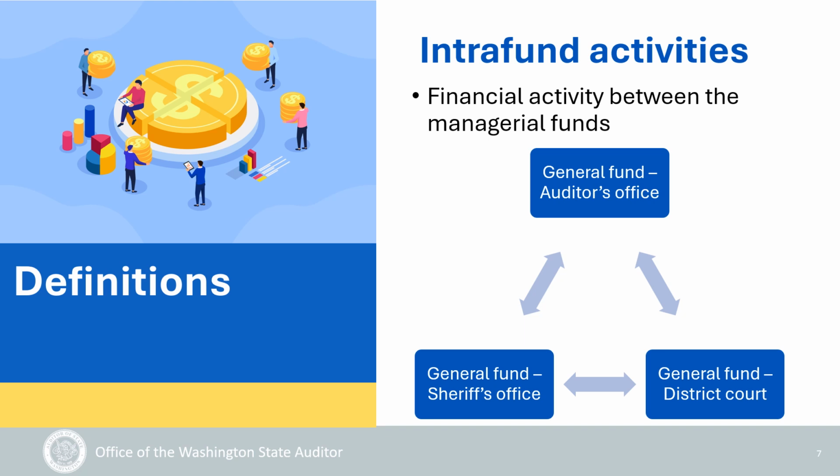As you might imagine, sometimes these managerial funds have activity with each other. For example, the district court might pay for some of the sheriff deputies to be at the courthouse. Financial activity between these managerial funds is called intra-fund activity. Intra-fund activity should be eliminated for financial statement reporting. However, that is beyond the scope of this training. Throughout this training, we are only going to be focusing on activity between two separately reported funds of a government, the interfund activity. For now, just remember that interfund activity and intra-fund activity are treated differently. And this video is all about the interfund activity.